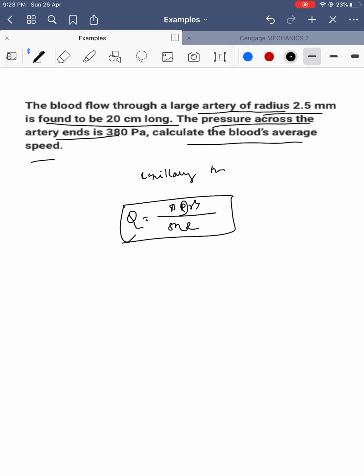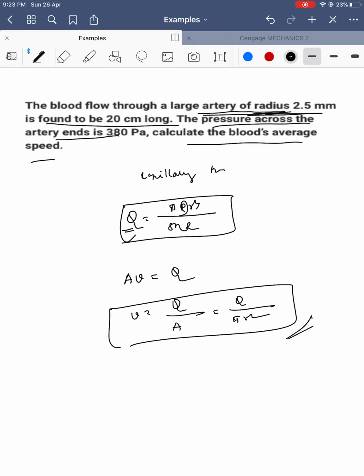Average speed is nothing but, he gave a radius, right? So you can get the value of Q from these calculations. How to get the velocity? Area into velocity is nothing but Q, so velocity is equal to Q by area. What is the area? Radius is given, pi r square. Do this, you will get an answer. Thank you.